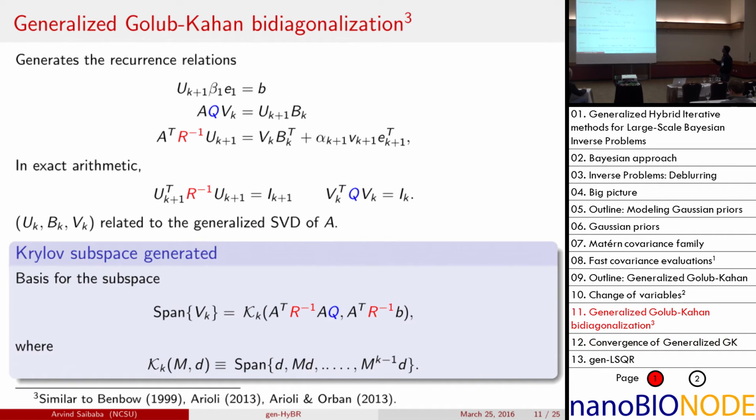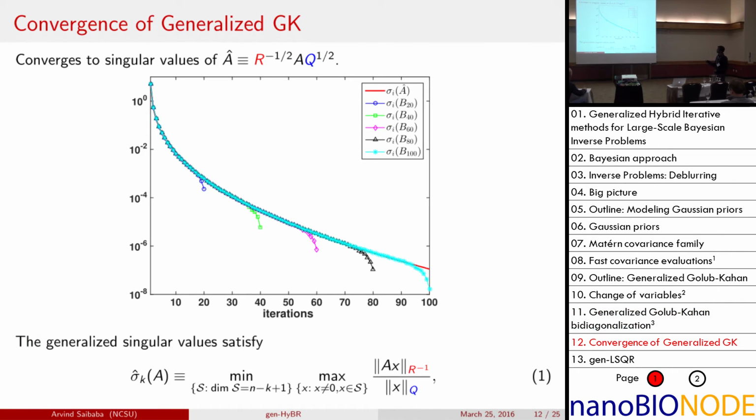So we can show that these Golub Kahan bidiagonalization, if you take the UK, VK, BK, they're related to the generalized singular value decomposition. And what that is, you can write using a variational approach here. And so if I plug in R equals identity and Q equals the identity, this just becomes two norms. So this reduces to the definition of the singular values. But what you can show is these generalized singular values are the singular values of not A, but this transformed operator. And if you're a Bayesian, you will recognize this operator as a part of the prior preconditioned Hessian.